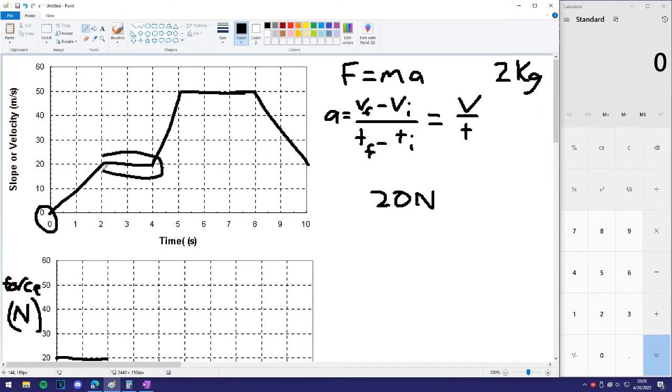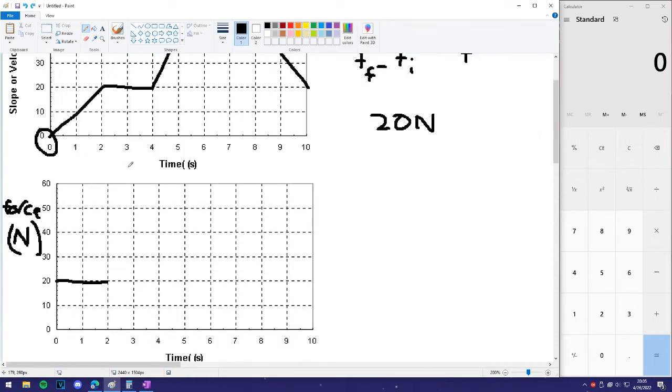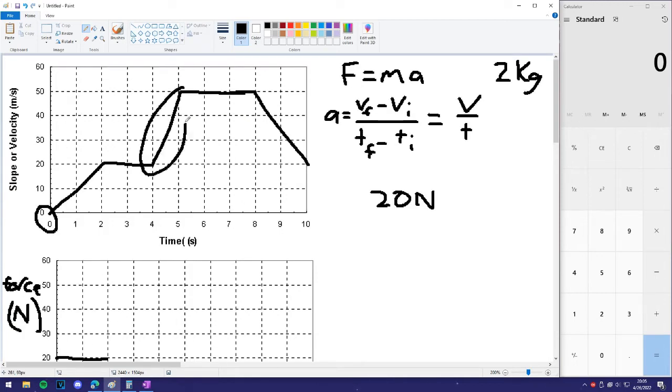Now if we look at this part of the graph right here on the velocity time graph, the object is moving at a constant speed. So since it's moving at a constant speed, we can say that there's no acceleration in the object. So we'll just draw another line down here. Now we're going to take a look at this part right here.